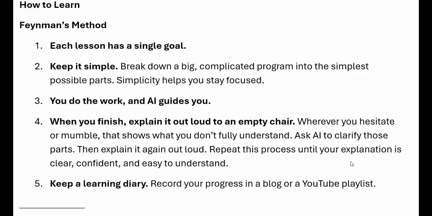You do the work, and AI guides you. When you finish, explain it out loud to an empty chair. Wherever you hesitate or mumble, that shows what you don't fully understand. Ask AI to clarify those parts. Then explain it again out loud. Repeat this process until your explanation is clear, confident, and easy to understand.